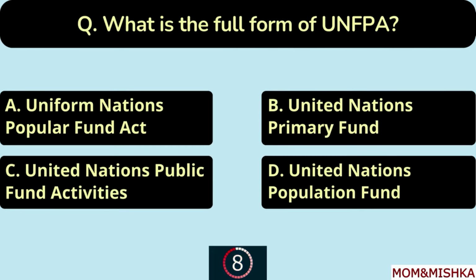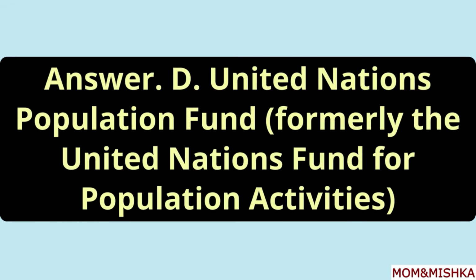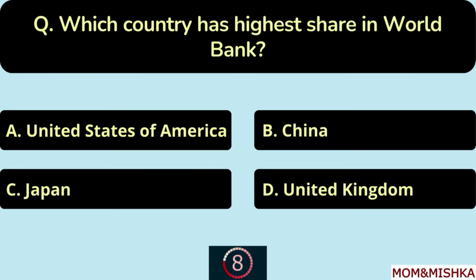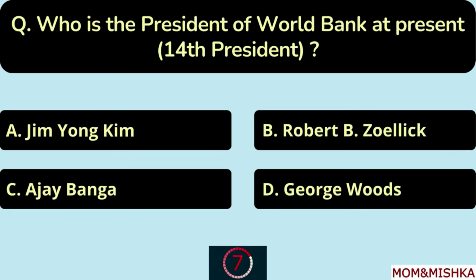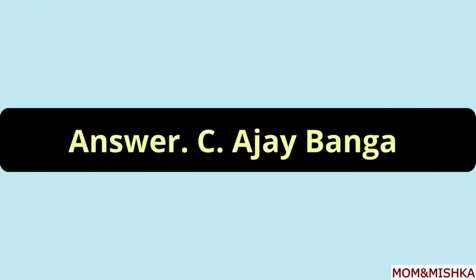What is the full form of UNFPA? Option D, United Nations Population Fund. Formerly, it was the United Nations Fund for Population Activities. Which country has the highest share in the World Bank? Option A, United States of America. Who is the president of the World Bank at present? Option C, Ajay Banga.